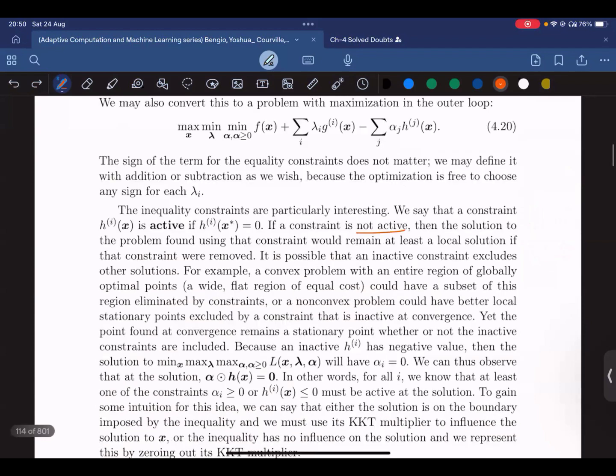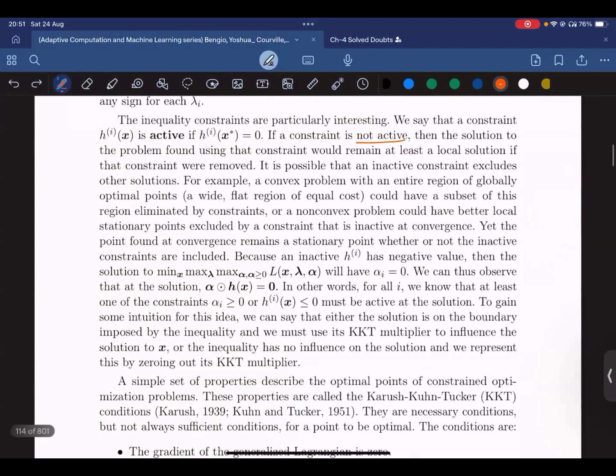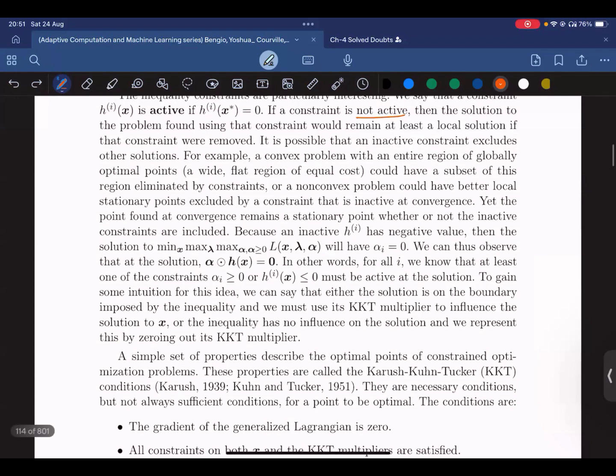That is the reason: if any constraint is not active in the solution, you can just remove that constraint and still get the same solution as the local minimum. I think these are the major things that are discussed.